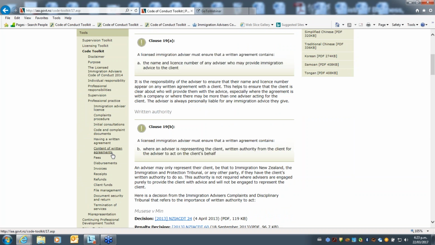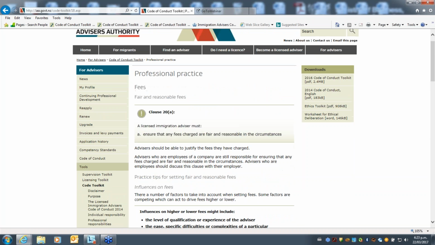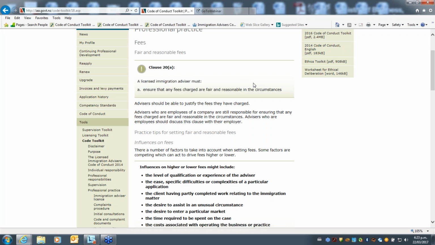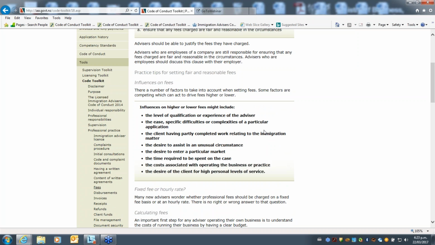So just in the interest of time, I'm going to continue to move on. The next section, 20, talks about fees, fair and reasonable fees. A licensed advisor must ensure that any fees charged are fair and reasonable in the circumstances. So you need to be able to justify the fees that you've charged. We've got some tips here on what might influence a higher or lower fee, such as your experience or qualification, the level of service that you're providing.